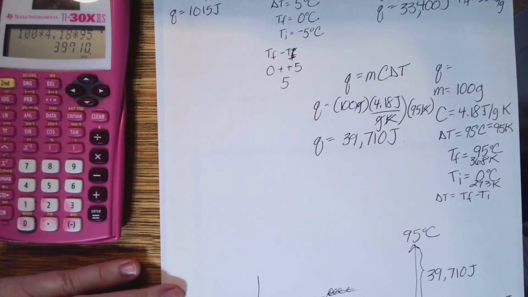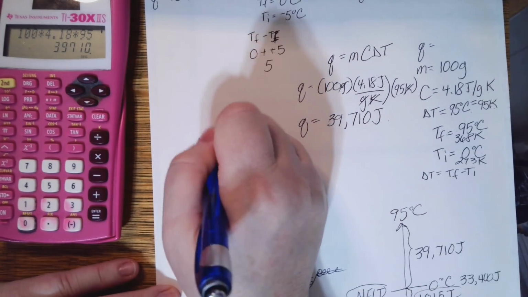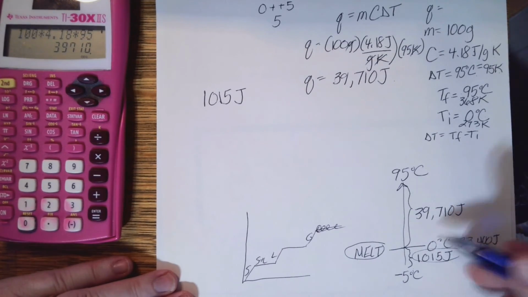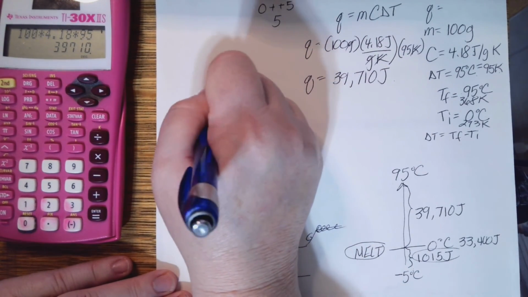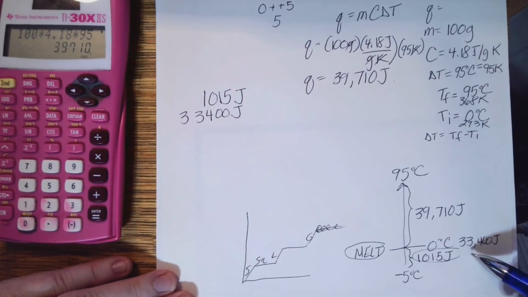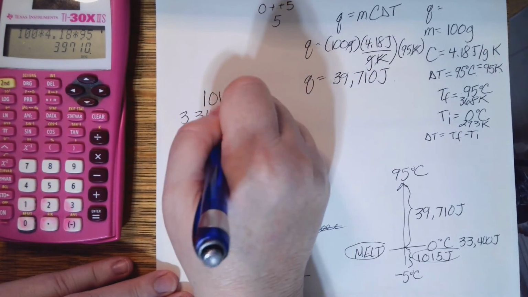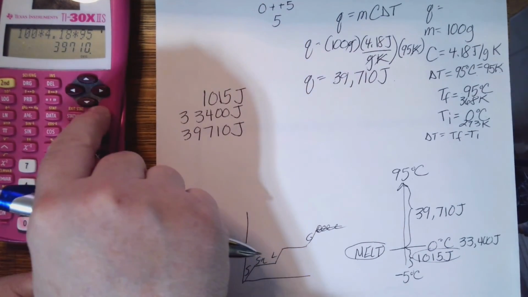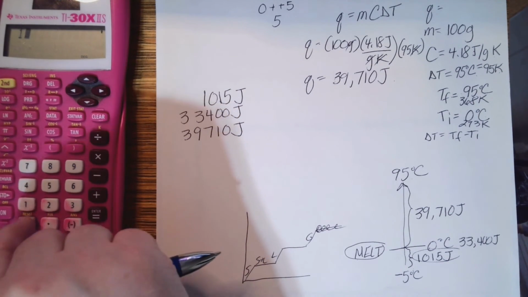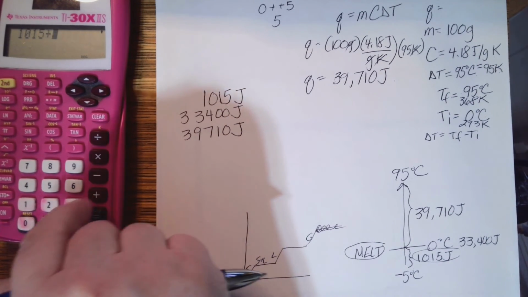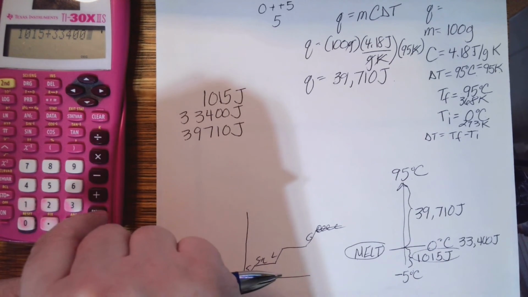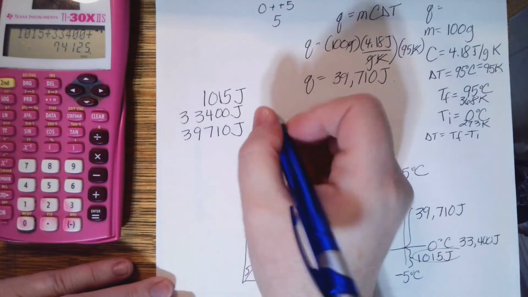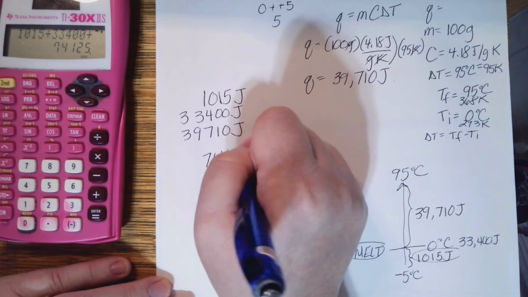So now what do I do? Well, I add those numbers up. So I had 1,015 joules. That was to go from -5 to 0. Then I had 33,400 joules. That was the amount of heat to melt it. Then I had 39,710 joules, and that was the amount of heat to heat it from 0 to 95. So now I'm going to add them up. So 1,015 plus 33,400 plus 39,710 equals 74,125 joules.